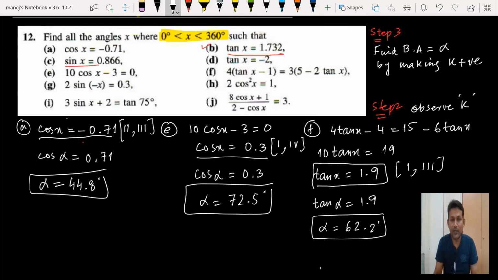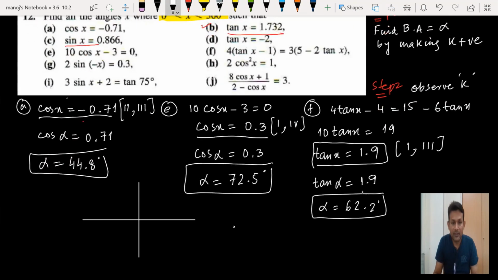After this alpha, I just want to add one thing here. The general angle x is equals to alpha in the first quadrant. In the second quadrant, the general angle is equals to 180 minus alpha. In the third quadrant, general angle x is equals to 180 plus alpha, basic angle. All are alpha here. In the fourth quadrant, general angle is equals to 360 minus alpha. These are the fixed rules.